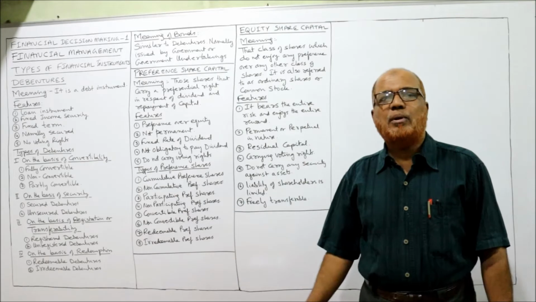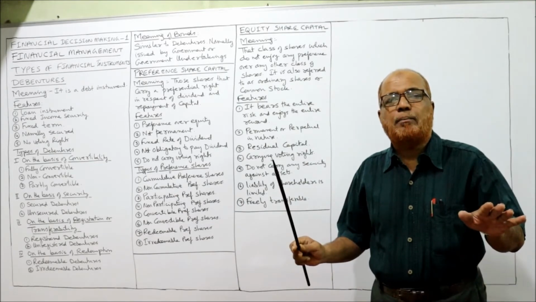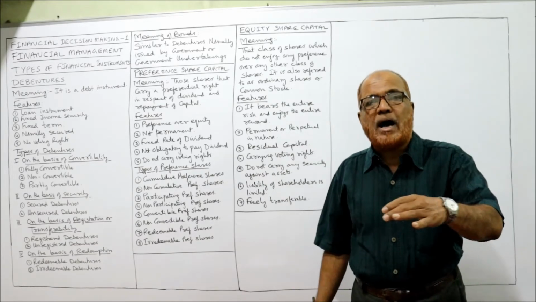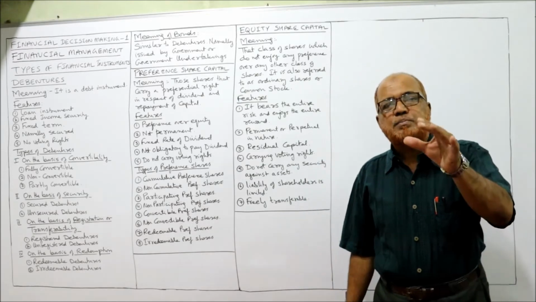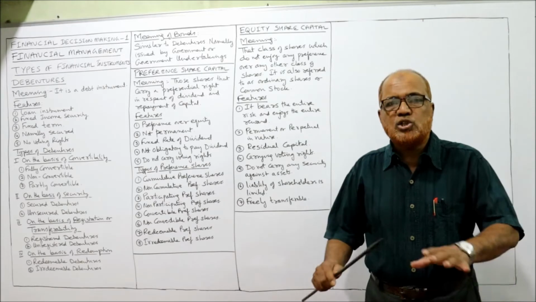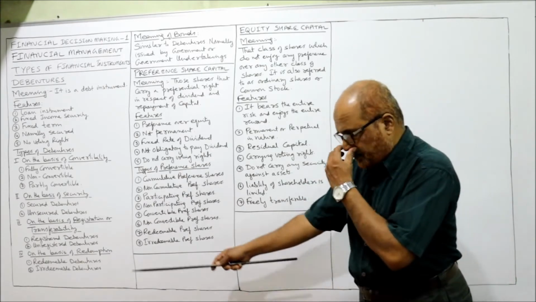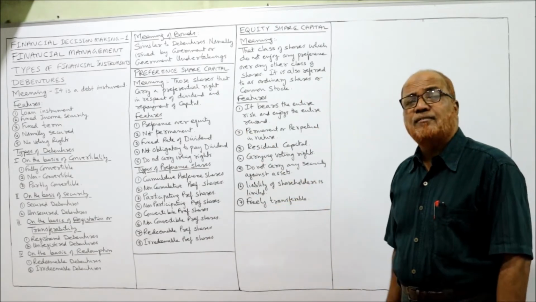Second, irredeemable debentures. That means the debentures will not be taken back by the company until and unless the company passes a resolution to take back the debentures. That means a specified period is not stated. There is no specific period after which the debentures will be taken back. That is called irredeemable debentures. So these are the different types of debentures.